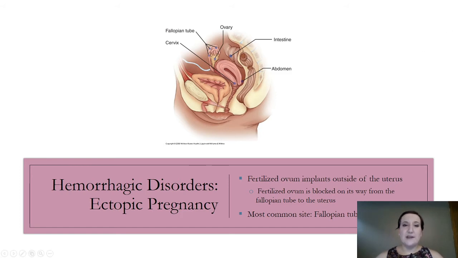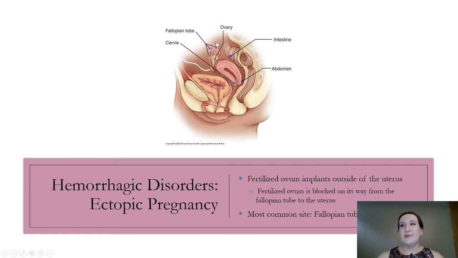Most commonly, these implant within the fallopian tube. That is the most common location for an ectopic pregnancy. Also, in an abdominal pregnancy, it might have already had a tubal rupture, and it re-implanted someplace else.